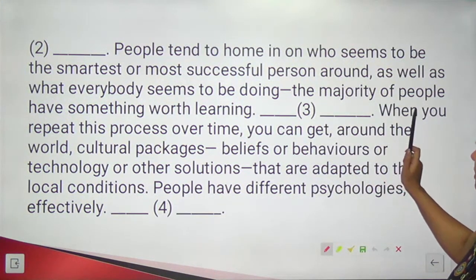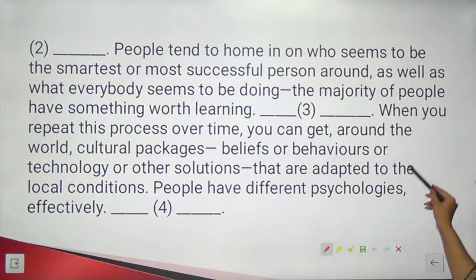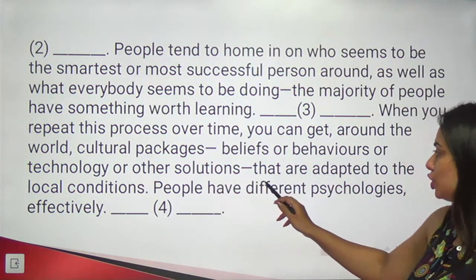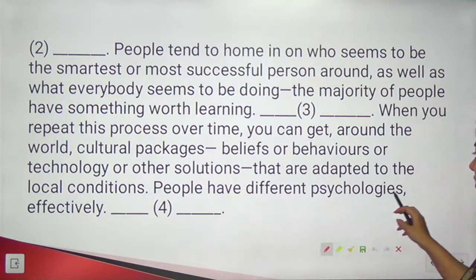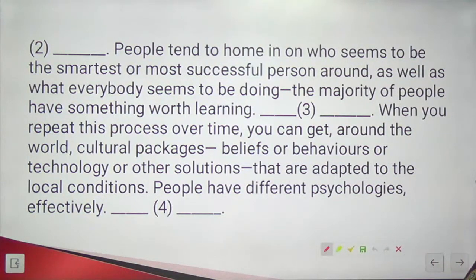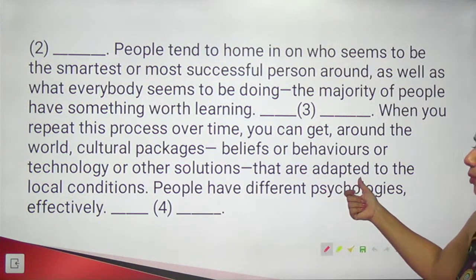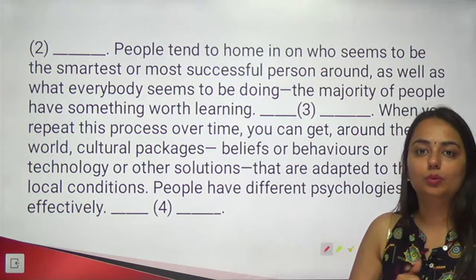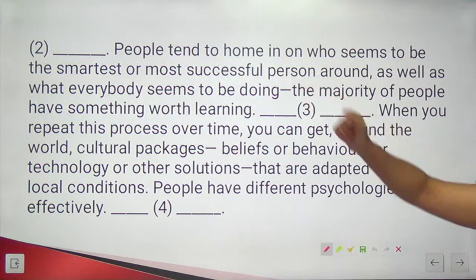And the third blank is here. When you repeat this process over time, you can get around the world cultural packages, beliefs or behaviors or technology or other solutions that are adapted to the local conditions. So people have different psychologies effectively. So I've already told you the sentence, this idea is altogether different, the last one. So if you put that sentence here in the conclusion, the order won't be the proper one, won't be the appropriate one. So you have two blanks now, this one and the one before it.